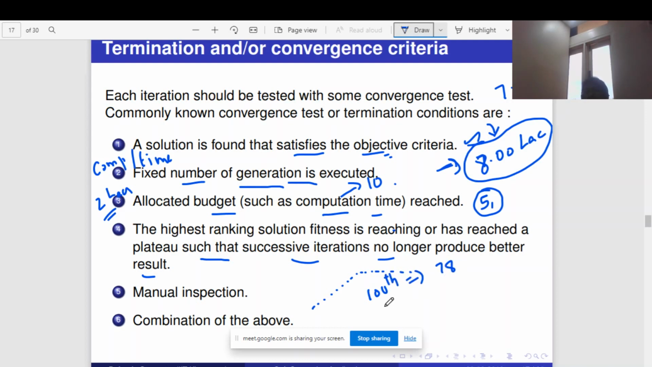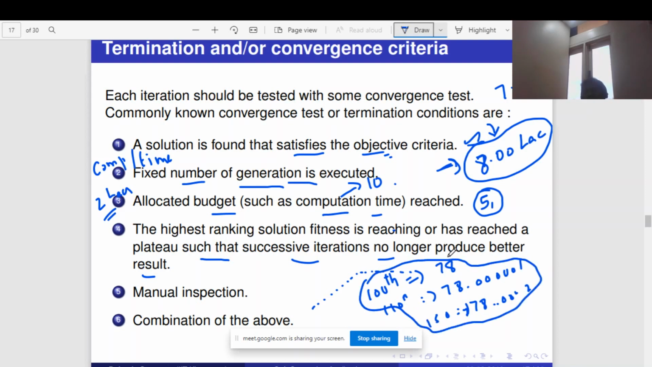78%. At the 110th iteration also, it is 78.000001%. At the 150th iteration also, it is 78.00002. So it means there is no improvement, or the improvement is very minimal. In that case you can think and you can stop, because all these things are based on experience. You can decide that this algorithm may not improve further, so better we stop.